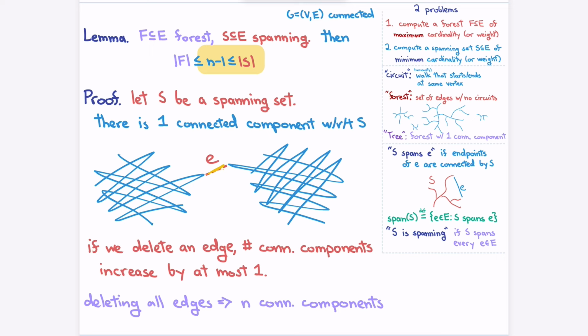And I also know that once I delete all the edges, I'll be back to n connected components. So I have to decrease at least n minus 1 times, so at least n minus 1 edges in S.